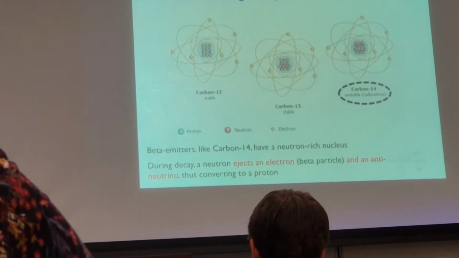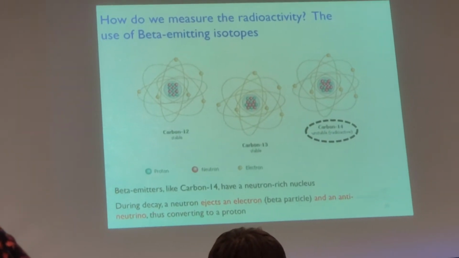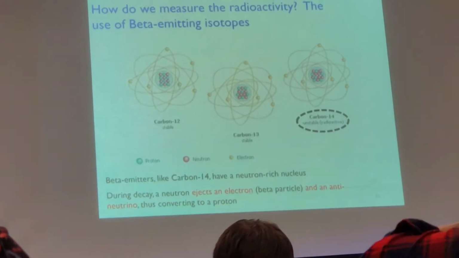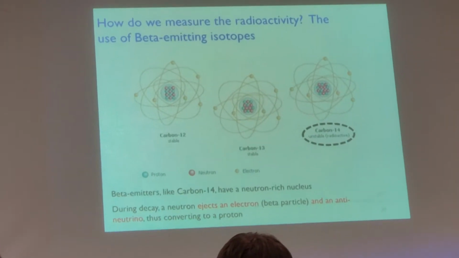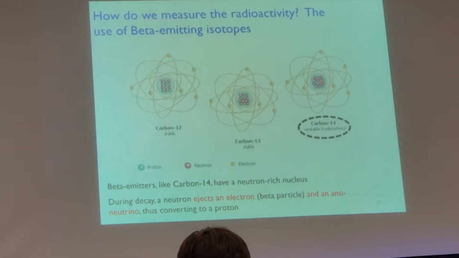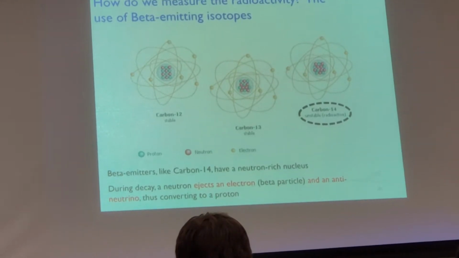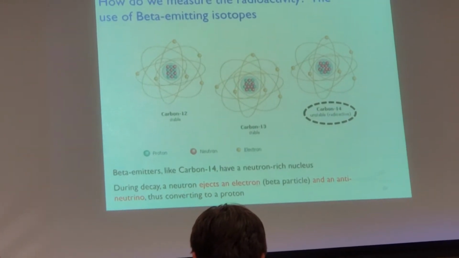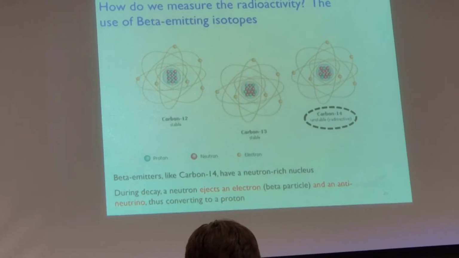All right, so a little bit about radioactivity. I'm not going to go into the whole radiation physics of it, but beta emitters like carbon-14 are really good. What defines a good emitter is a neutron-rich nucleus. During this radioactive decay process, the neutron basically ejects an electron in the form of a beta particle and an antineutrino. All right, that's the radiation physics of it.